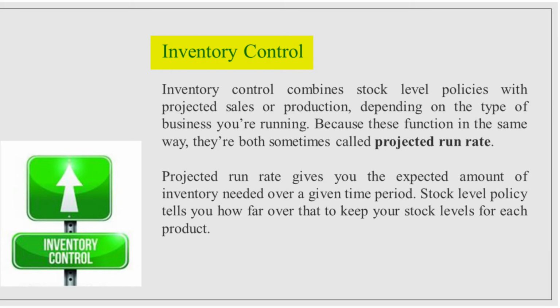Inventory control. Inventory control combines stock level policy with projected sales or production, depending on the type of business you're running. Because these function in the same way, they're both sometimes called projected run rate. Projected run rate gives you the expected amount of inventory needed over a given time period. Stock level policy tells you how far over that to keep your stock levels for each product.